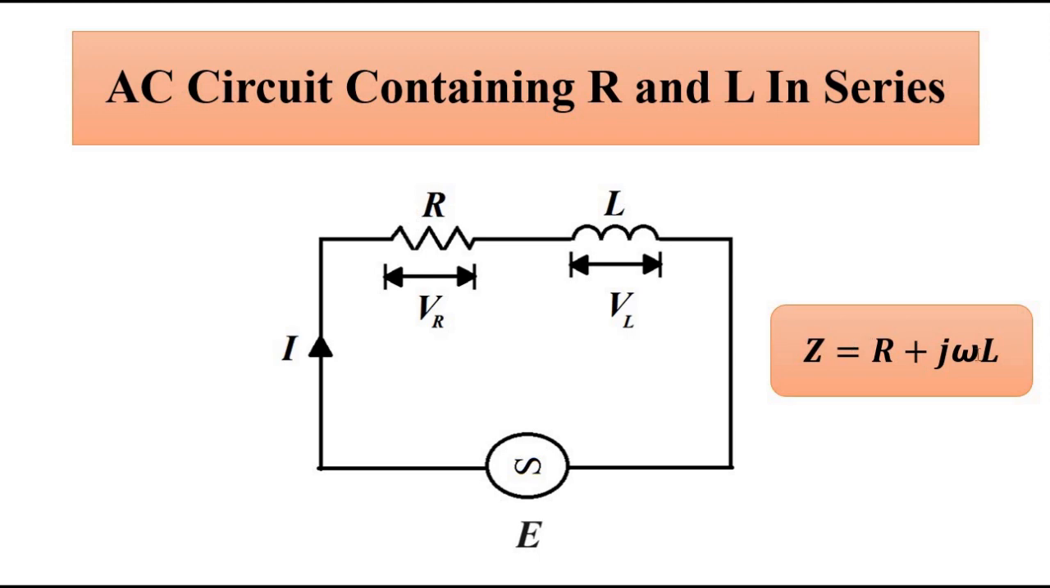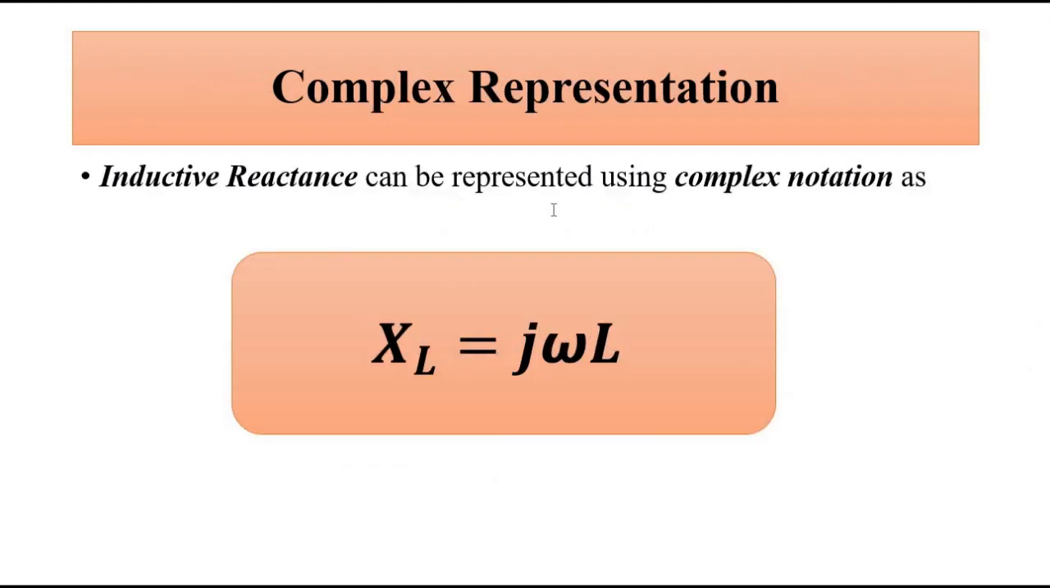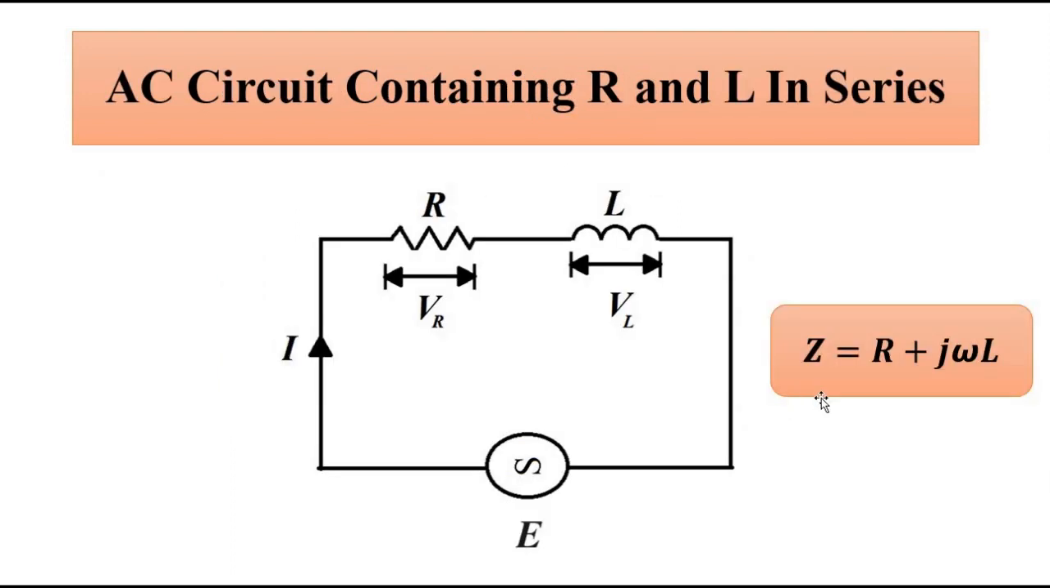So in terms of complex analysis, the net impedance is equal to R plus j omega L, because we discussed the inductive reactance of a pure inductor is expressed as this. So R plus jXL, or R plus j omega L, that is the net impedance or the net opposition to the current flow. The unit of impedance is ohm. In case of capacitance, it was R minus j by omega C or R minus jXC. Here it is R plus jXL. Okay, so this is the net impedance.